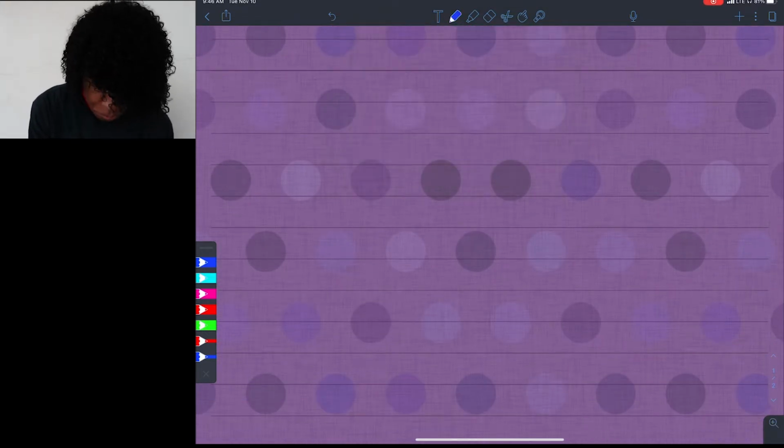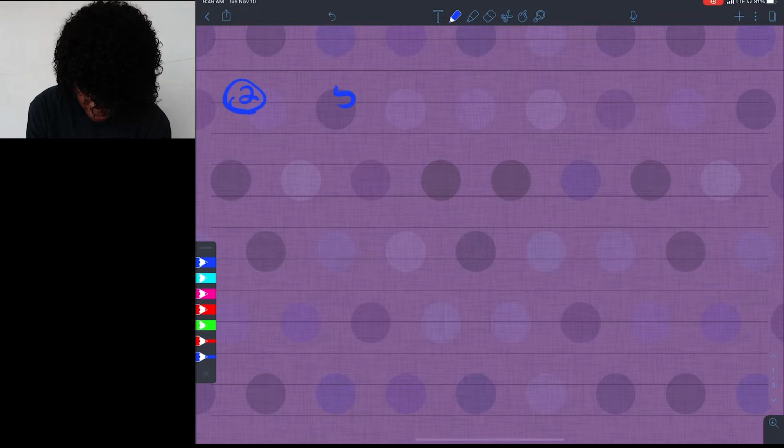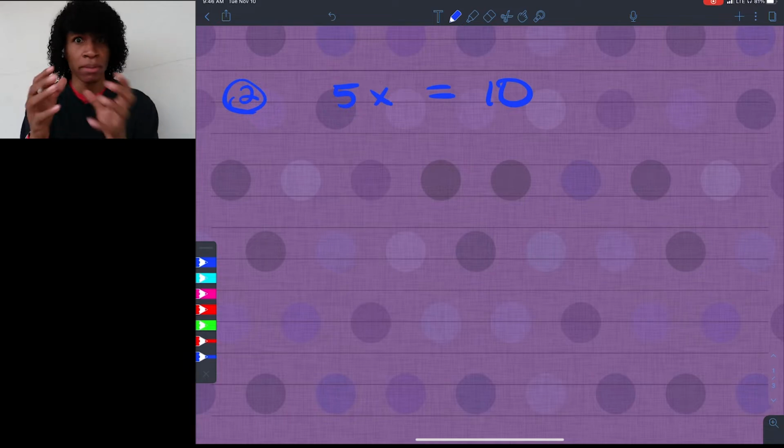All right, so let's try a couple more of these because I understand that first one may have been a little tricky. Let's do 5x equals 10. Okay, 5 and x are being multiplied by each other.